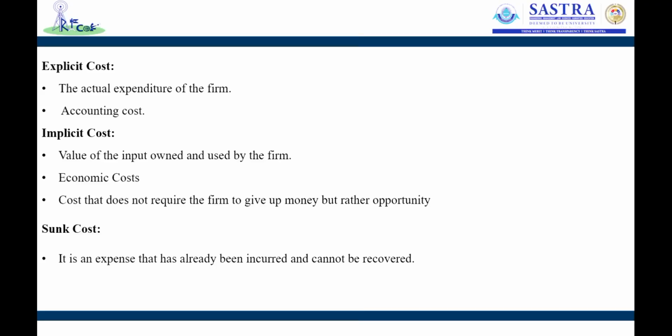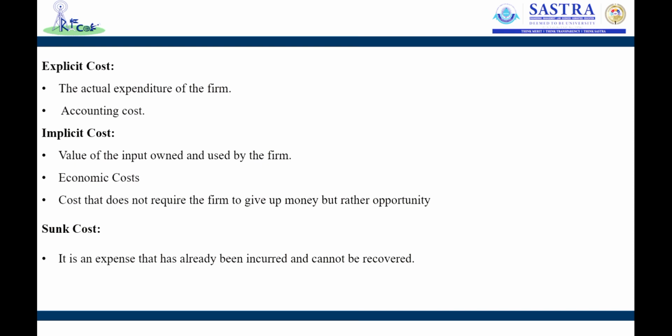Explicit cost. It is the actual expenditure of the firm, which means the typical business cost which appear in the general ledger and have a direct impact on the profitability of the company. Example, salaries. Next one is implicit cost. Value of the input owned and used by the firm. Example, economic cost, which means it is any cost that has already occurred but not necessarily shown or reported as a separate expense.